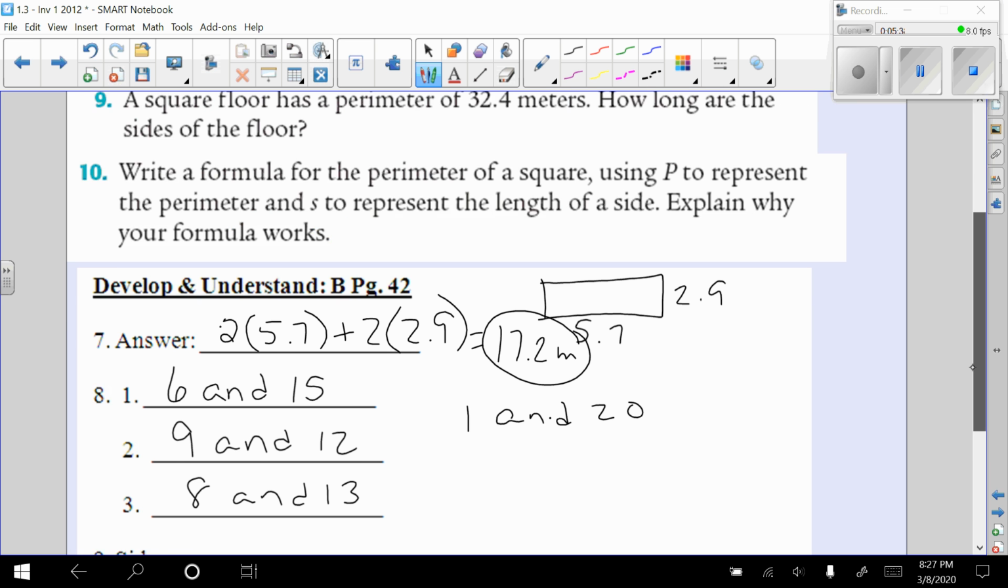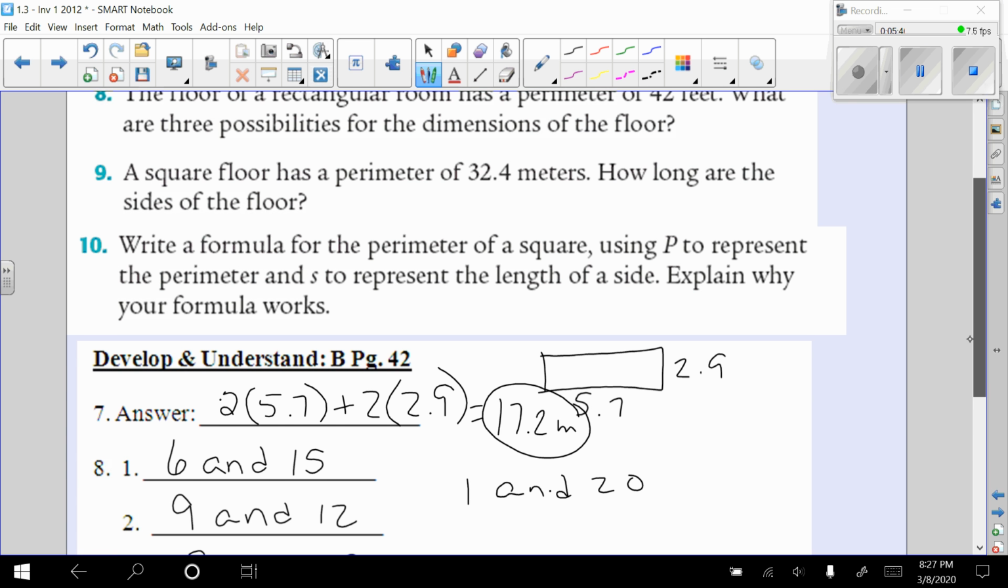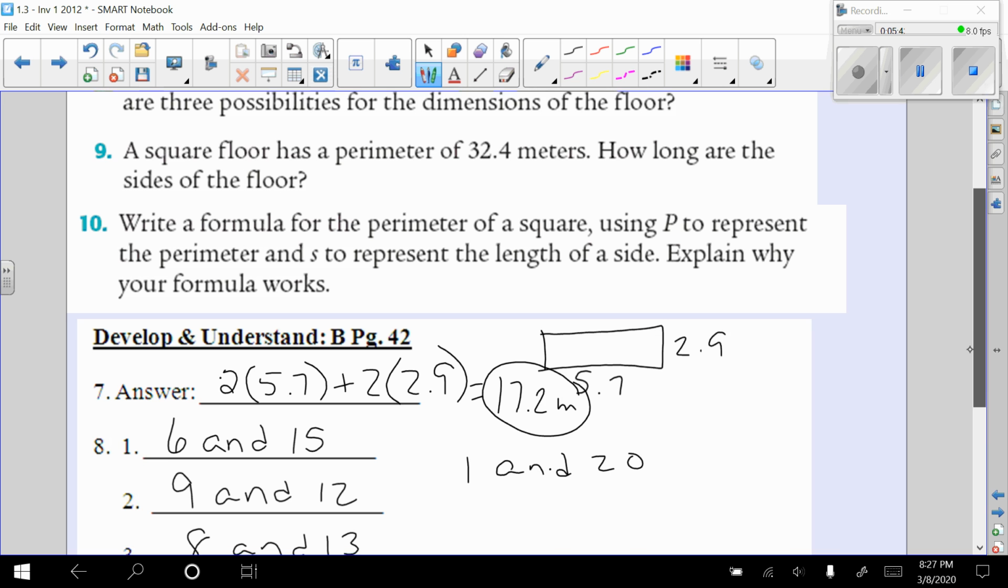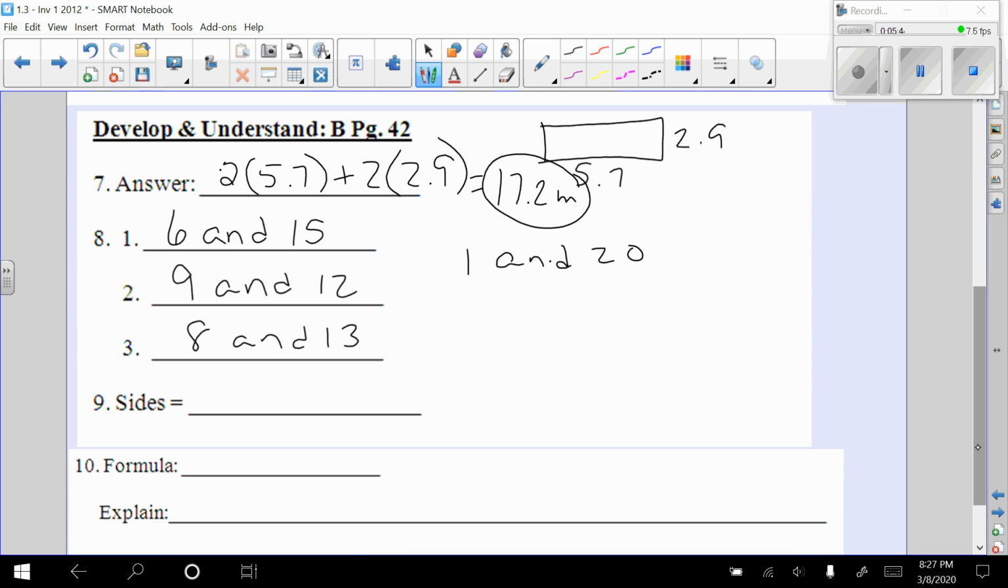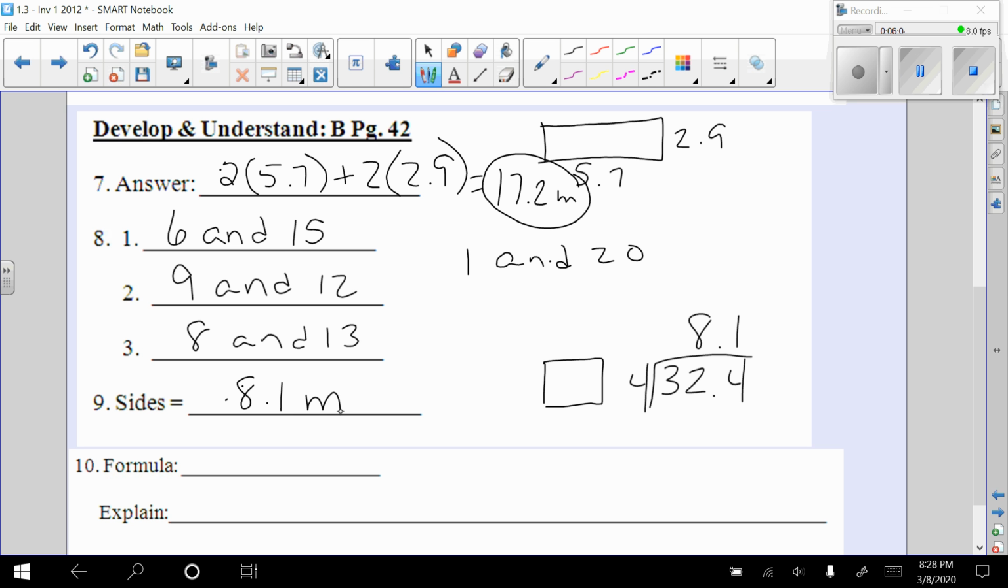Now, number 9 says, a square floor has a perimeter of 32.4 meters. How long is each side of the floor? Well, remember, a square means that all sides are the same. So if the total is 32.4 and I have 4 sides, I would need to divide that by 4 to find out that each side is going to be 8.1. Okay, make sure that you're labeling. I think we're talking about meters here, so we want to make sure we put the M for meter.